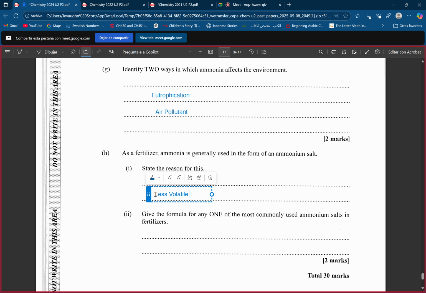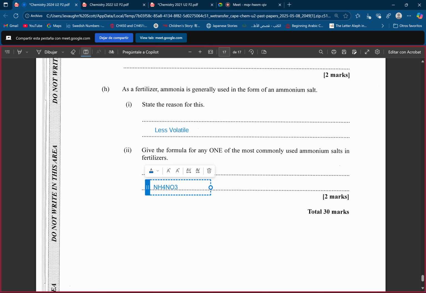Lovely. Give the formula for one of the most commonly used salts. Wow, I just said ammonium nitrate. Ammonium nitrate would be NH4NO3. That is it. And that is the end of the paper.